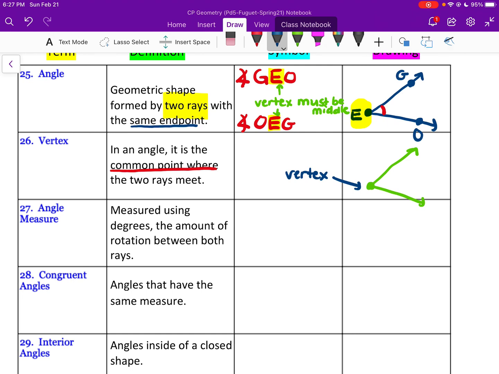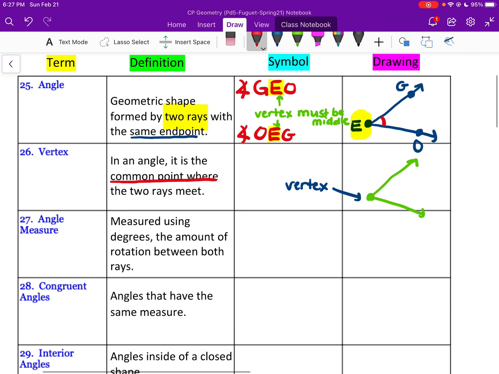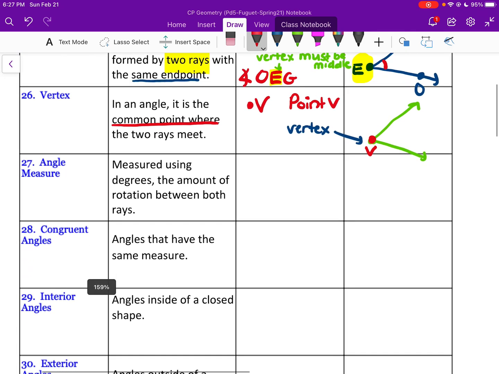Okay, and similar to how we had to name points before, the vertex is always going to be a point. Maybe we'll call this point V. If we want to name it, we just say a little dot with a V, or we can actually write out point V. All right, let's keep moving.